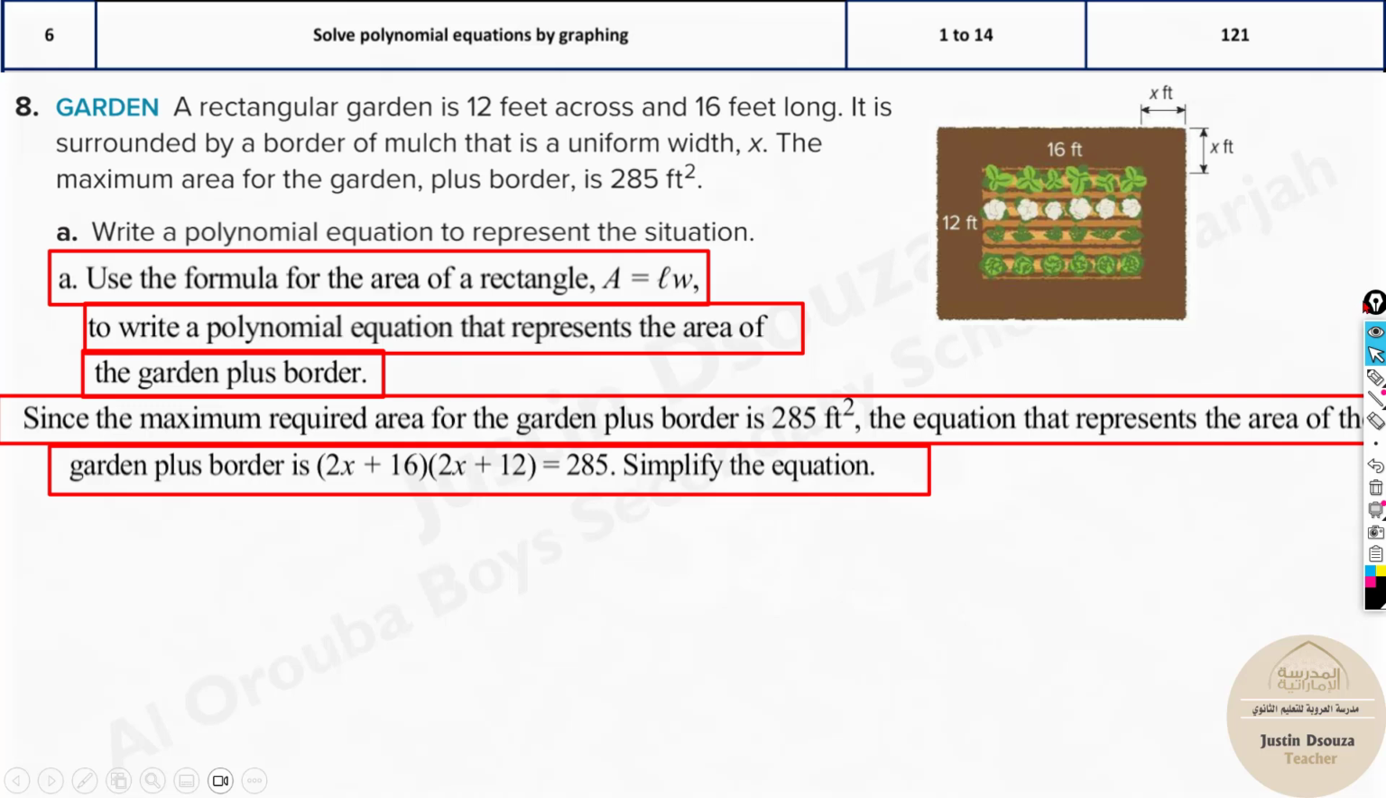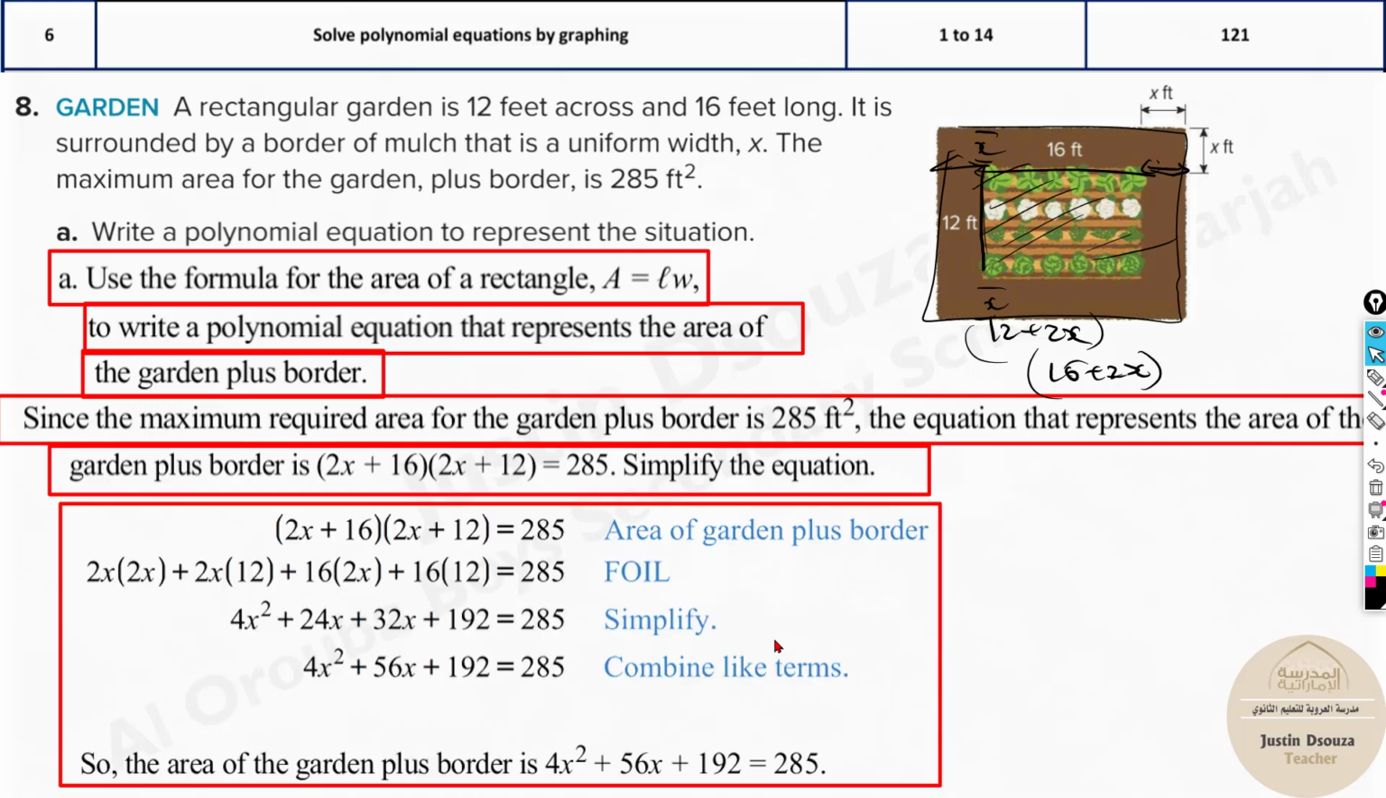But the problem is, look, this garden is 12 over here, plus there is another x and x. So plus 2x: 12 plus 2x and 16 plus 2x. That's it. These are the dimensions. Why do we add those 2x? Because the garden over here is only this dimension, 16 by 12. But they have told that with the mulch, we have to find the area for the total one. That means you need to add x on both the sides. This is also x and x over here. So that's why we add this 2x and then we solve it up.